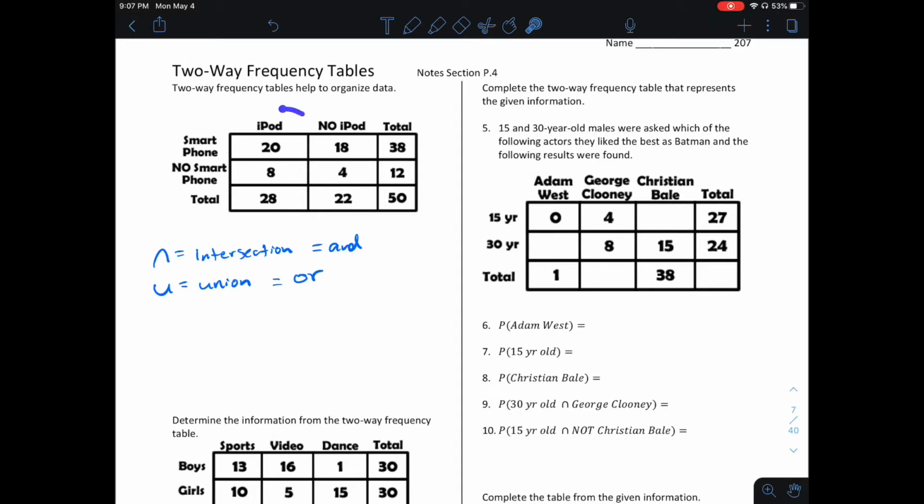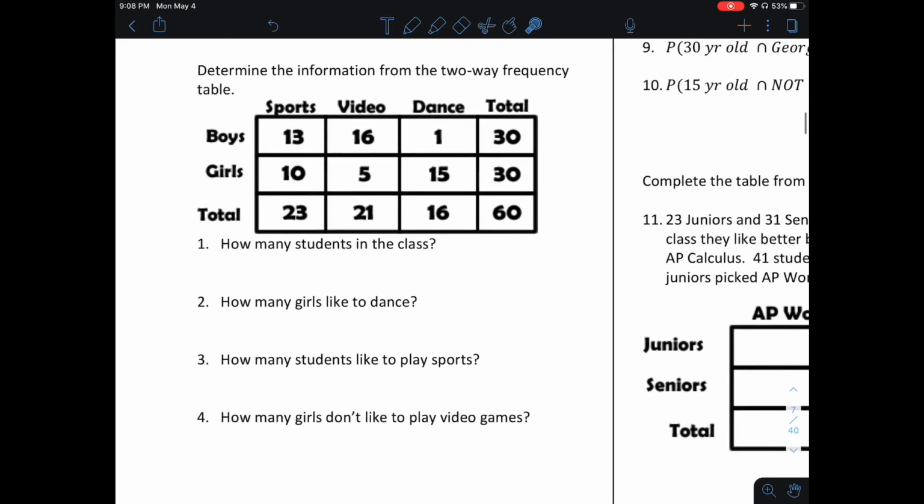So looking at this table, let me just talk through this, then we'll look at some problems. This 20 represents the number of people who own a smartphone and an iPod. This 18 is the number of people who have a smartphone and no iPod. If you add 20 and 18 together, you get 38 total people that have a smartphone. Here, no smartphone and an iPod, and no smartphone, no iPod. There are 12 people total that don't have a smartphone. Total iPod owners are 28. Total no iPods are 22. The total is 50, and the total is 50 in each direction because we are counting things twice, horizontally and vertically. Let's look at some examples, see if we can figure out how to use these tables.